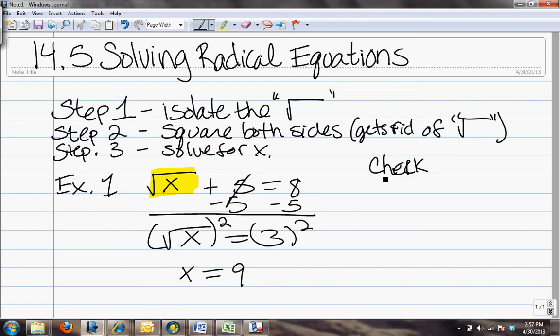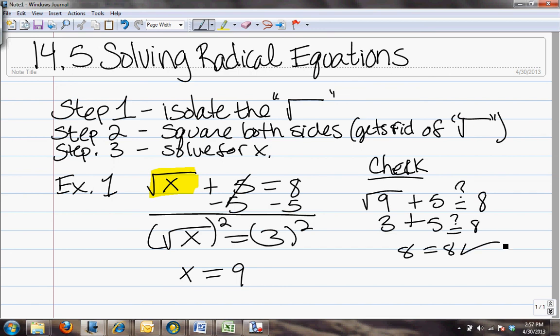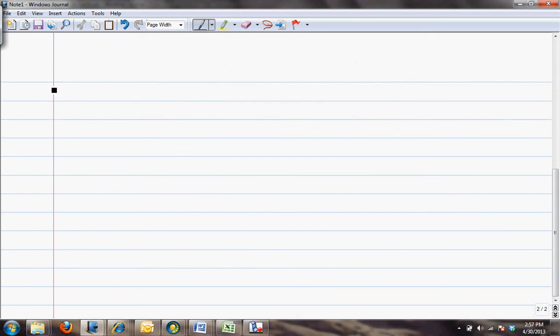So if I check my work, I'm going to plug in 9 to my original equation and see if it works. So is the square root of 9 plus 5 equal to 8? Well, let's see. Square root of 9 is 3, plus 5. Is that equal to 8? Yes, it is. 8 equals 8. Check, it works. You'll see shortly why you must check them, because sometimes you'll get two answers and only one will work. So you must check them. All right. Next example.